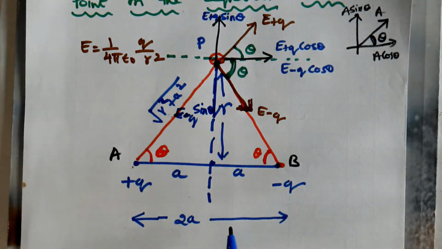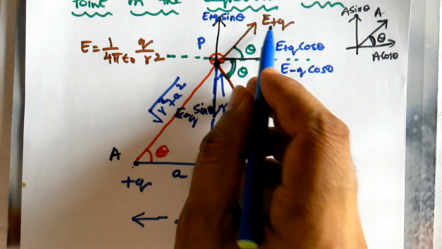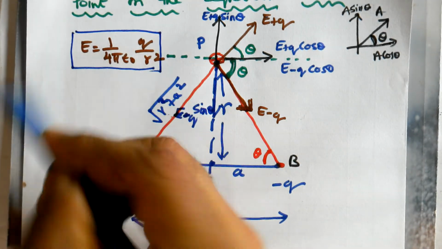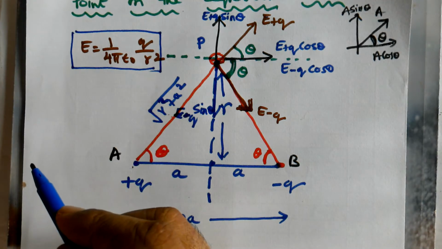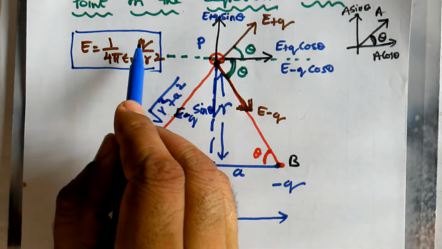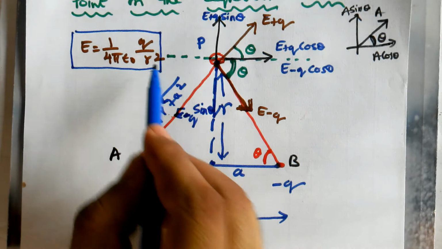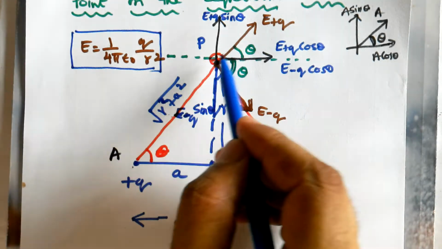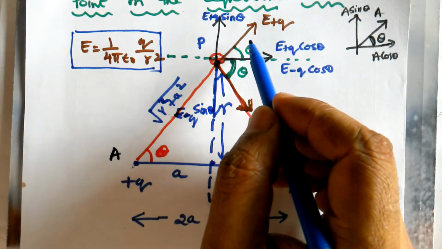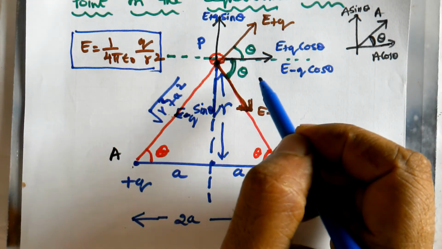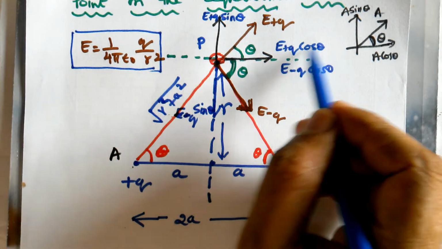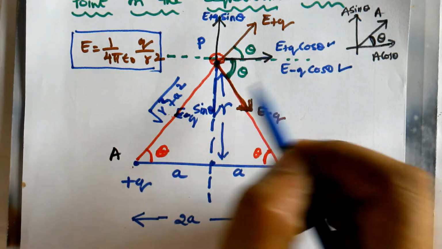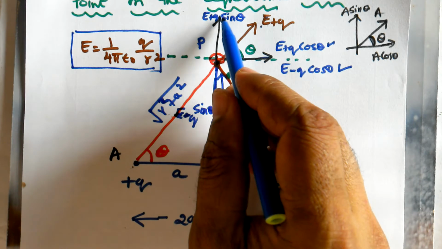Now already we have told that this E plus Q and E minus Q use the same formula, and moreover their values are same. Magnitude of Q is same, and the distance is root of r square plus a square. So when all things are same, only the directions are different. Their components E plus Q cos theta here, E minus Q cos theta here, are same in direction, they can be added. What about their components in the vertical direction?